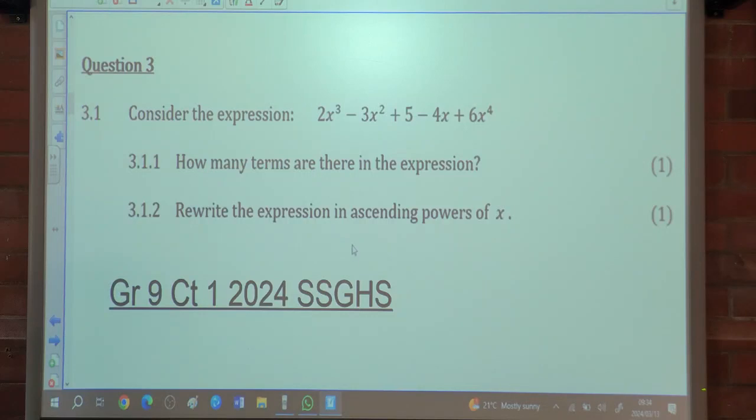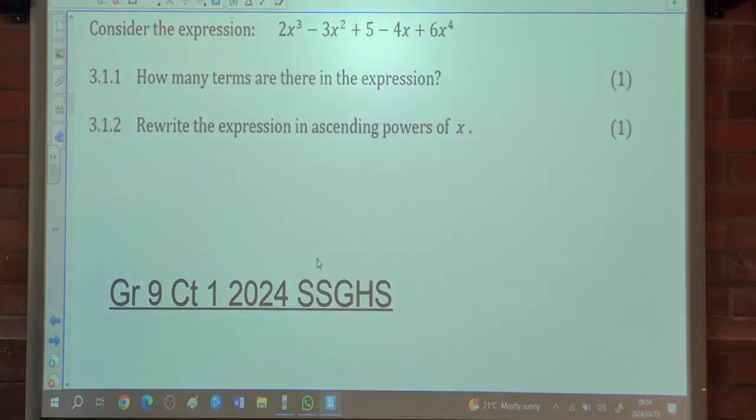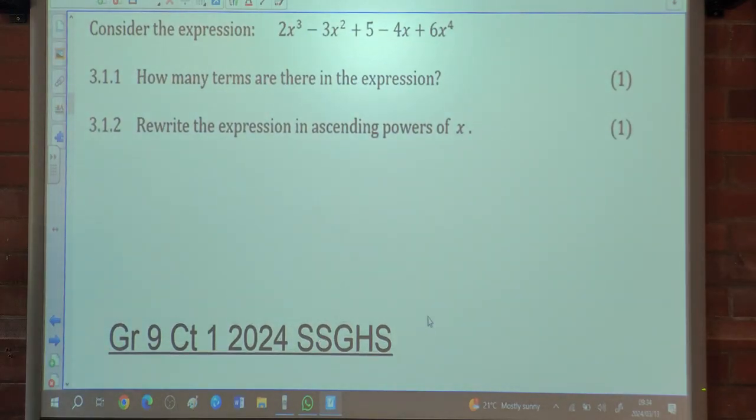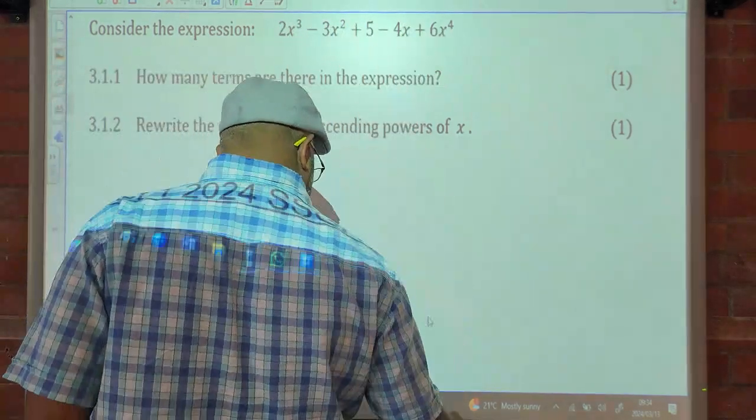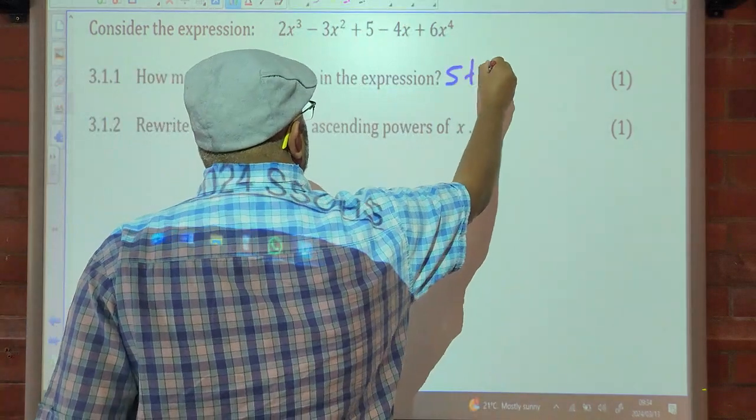Right. Consider the expression 2x cubed minus 3x squared plus 5 minus 4x plus 6x to the 4. How many terms are there in the expression? What separates terms? Plus and minus. It's 1, 2, 3, 4, 5. So it's going to be 5.